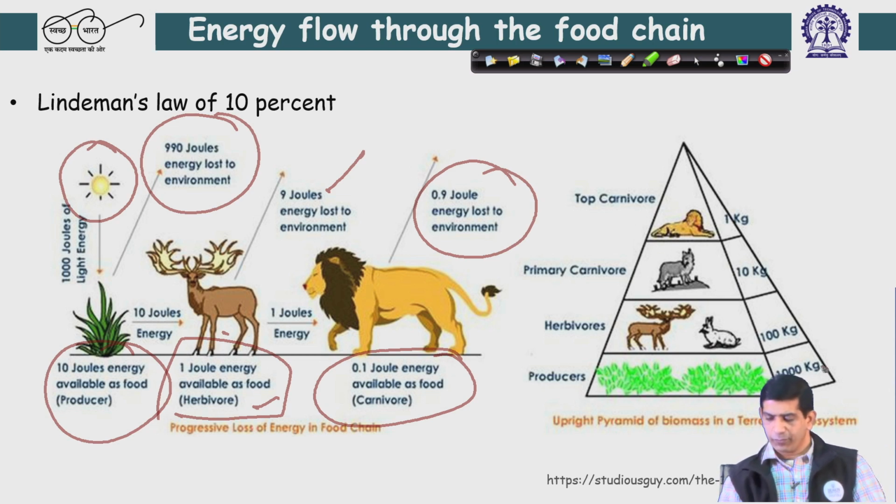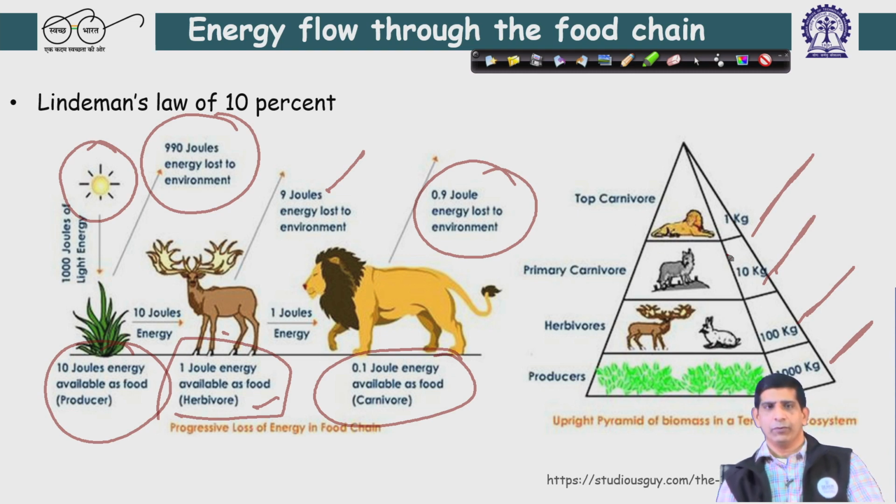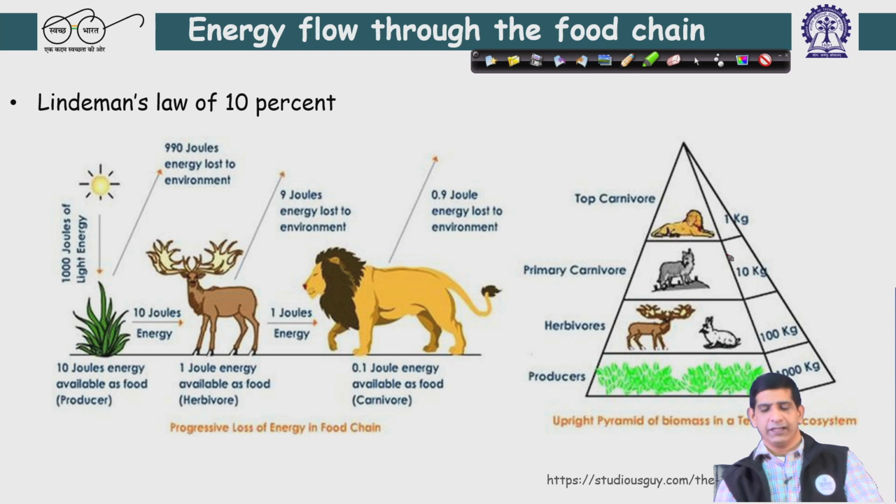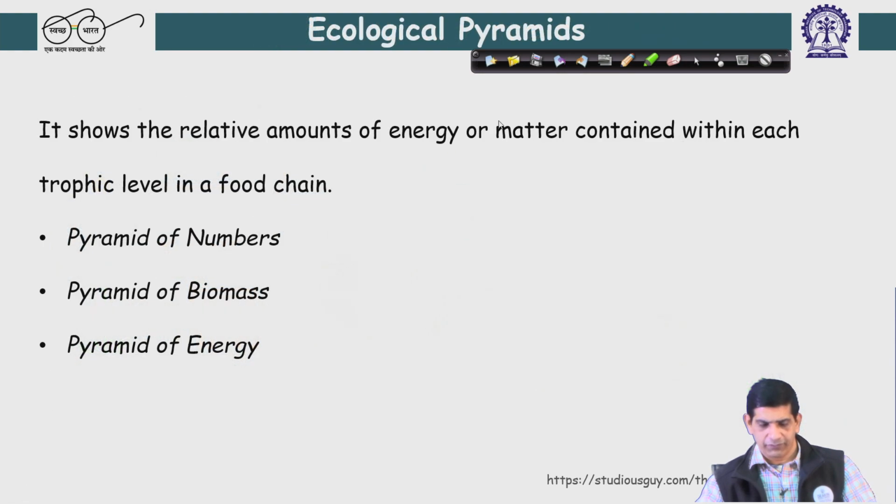So here, if your producer is 1000 kg in an ecosystem, we need 100 kg of herbivores, 10 kg of primary carnivores and 1 kg of top carnivore. If you have this level messed up, then you will have a problem with the balance of the ecosystem. That is why we say we do not want too much deforestation. We need the forest, and we need some of these animals present to have a balance in our ecosystem. So that is important.